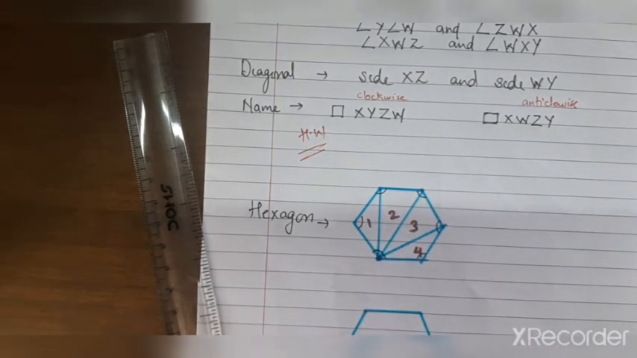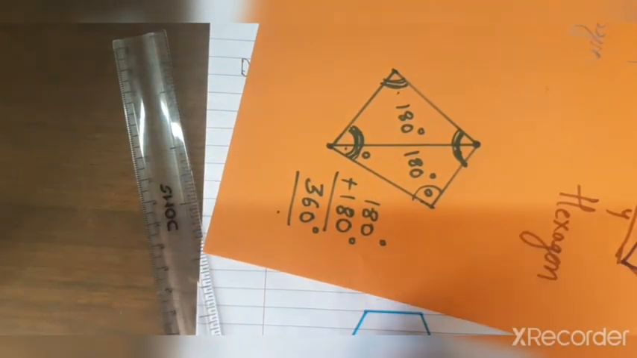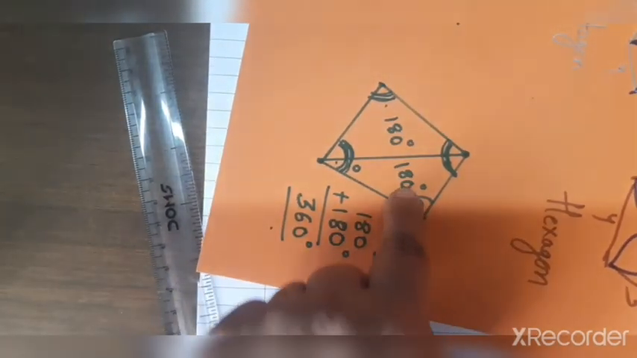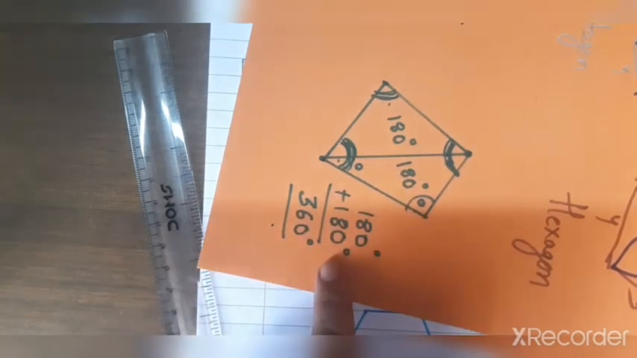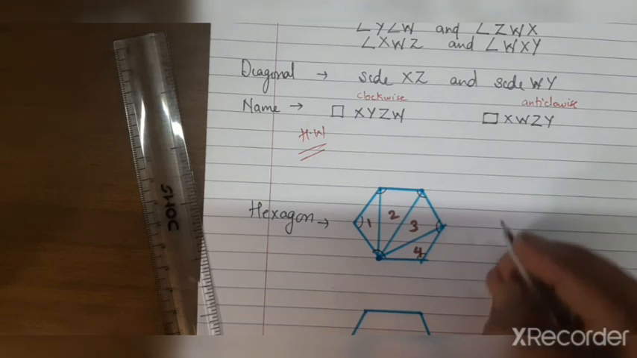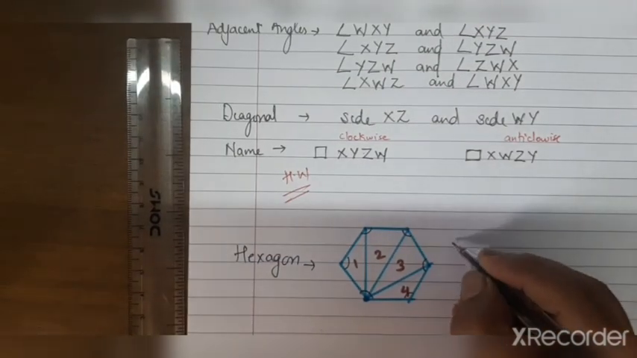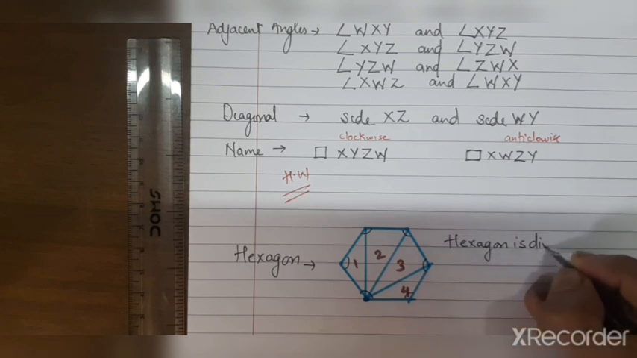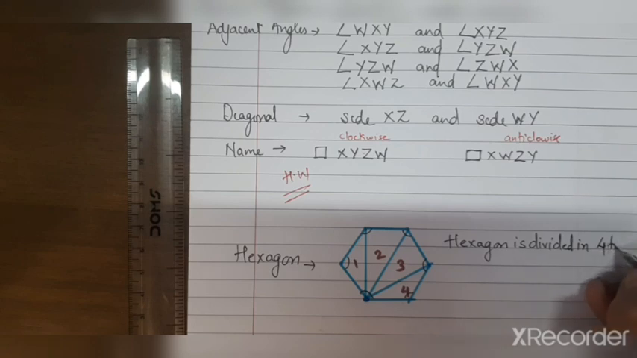Now how I showed you all in the quadrilateral, when we divide it into 2 triangles, okay, here when you divide this quadrilateral into 2 triangles, this is 180, this is 180. 2 triangles, so 2 multiplied by 180 is 360. Same way we are going to do here. Okay, so we'll write here: hexagon is divided in 4 triangles. Okay.